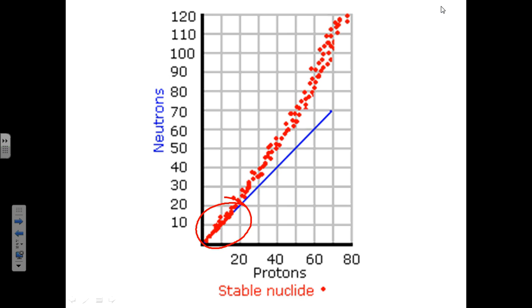As you get bigger, this blue line represents the numbers if the protons and the neutrons stayed the same. So it's just like a straight line. But as the atoms get bigger, they don't. It takes more and more neutrons to hold it together. And that's why instead of being a straight line, we'll get more of a curve when we're looking at protons plotted against neutrons.